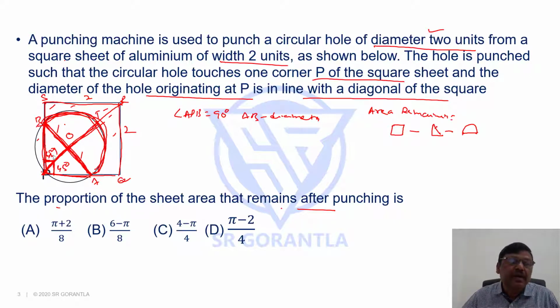Now, if you say that this is 1, OP is 1 because it's the radius, OB is 1 since two sides are equal, their opposite angles are equal. In triangle OPB, since OP is the radius, OB is the radius, their opposite angles, opposite to OP angle B, opposite to OB angle P, they are equal. Since you know this already, it is 45, this is 45.